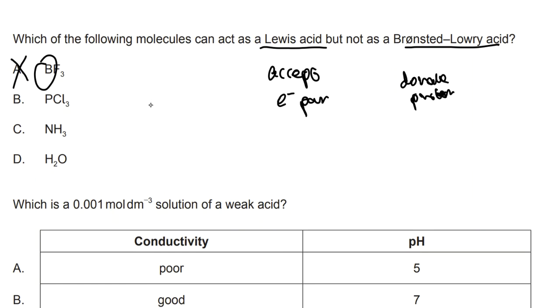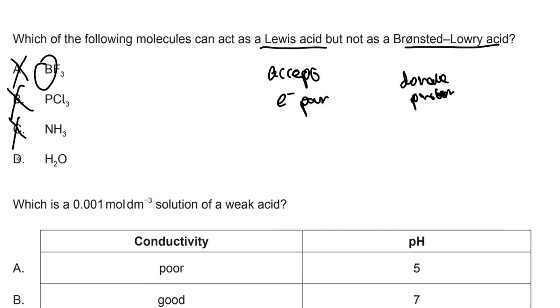Phosphorus pentachloride, I remember this one. This has a trigonal bipyramidal structure, I believe, and so it's going to have excess electrons in its shell. So it's not going to be the answer because it's going to be acting as a Lewis base. Ammonia is also a base; we all know that ammonia is a base.